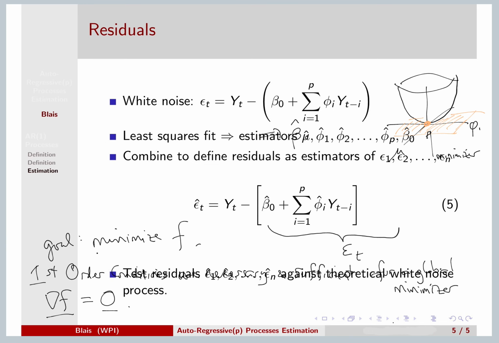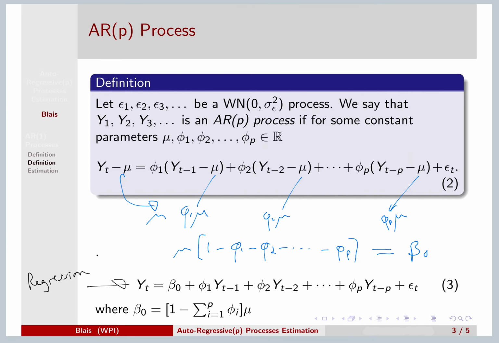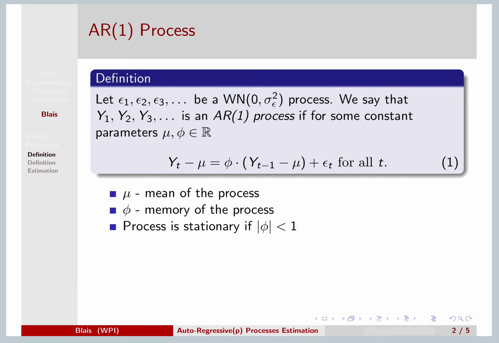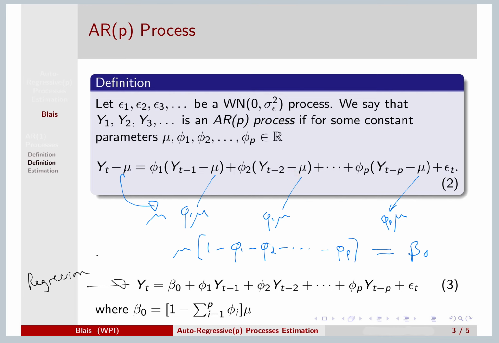So to sum up, the idea behind the ARP process really is the natural extension of the AR1. AR1 says how you differ from today's mean, that remembers a piece of how you differed from the mean yesterday, and here we just allow for that same mechanism, but with p days in the past.